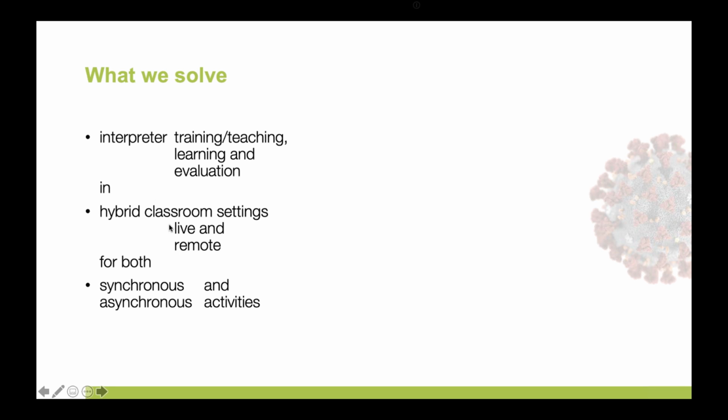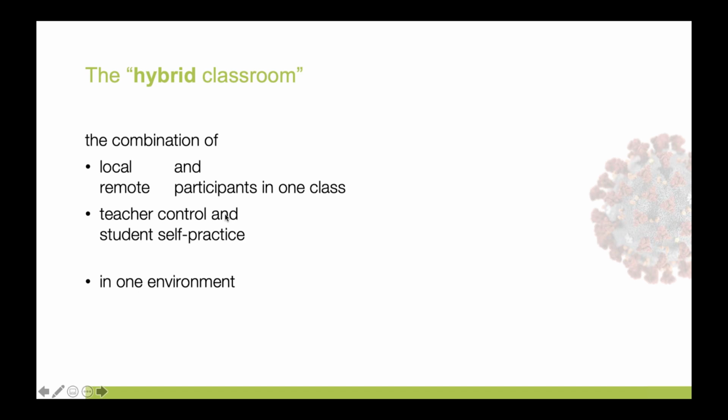So I want to show you our definition of the hybrid classroom again. It's a combination of local and remote participants in one class, where the teacher can be in control when it's a live class, but students can also go into student self-practice if the teacher allows exercises to be available before or after the class. Then students can work on their own in one and the same environment. That's how we define the hybrid classroom: local, remote, teacher control, self-practice within one environment.